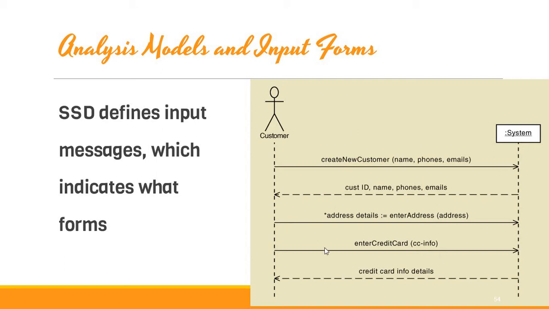So this figure here is the system sequence diagram for the Create Customer Account use case, which you saw in the previous lesson. This figure shows 6 separate data flows across the system boundary. So part of the user interface design process is to decide how to design the screens for these 6 data flows. You could design 6 separate screens.